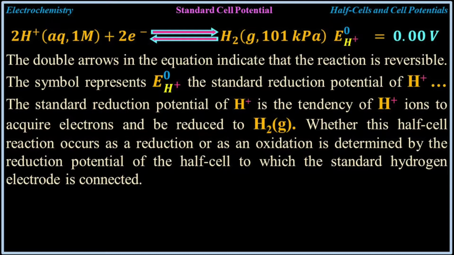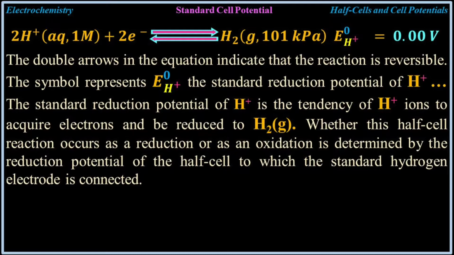The symbol represents E naught hydrogen ion, the standard electric potential of the hydrogen ion. The standard electric potential of the hydrogen ion is the tendency of hydrogen ions to acquire electrons and be reduced to hydrogen gas. Whether this half reaction occurs as a reduction or as an oxidation is determined by the reduction potential of the half cell in which the standard hydrogen electrode is connected.